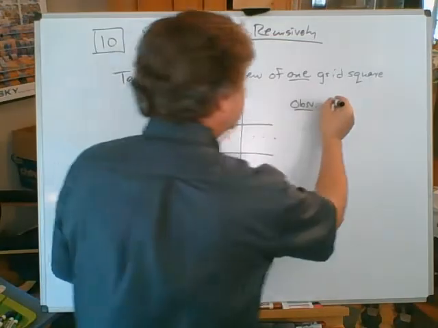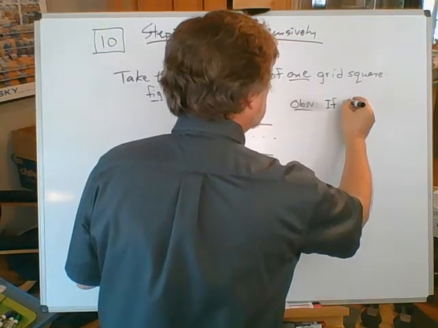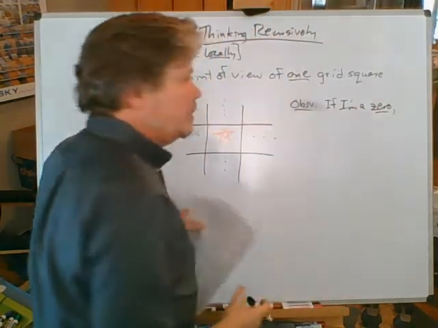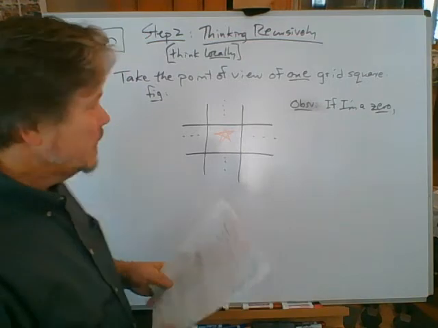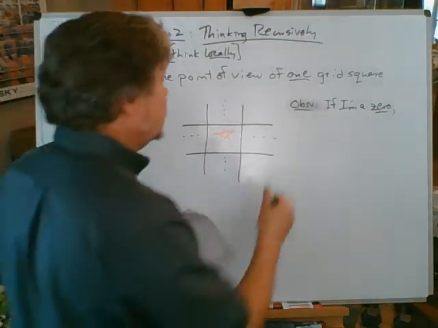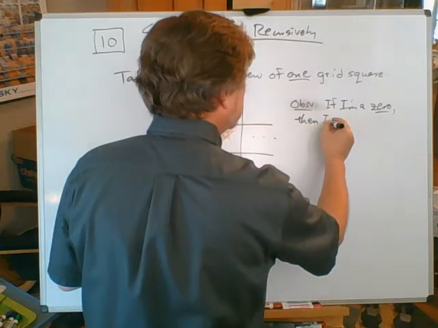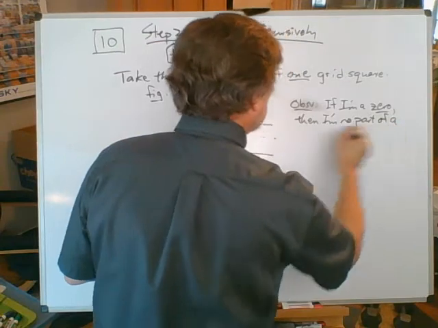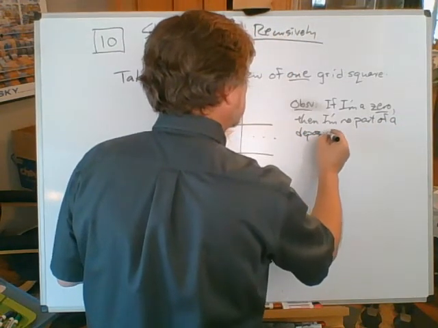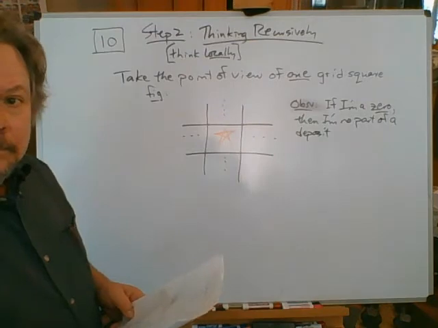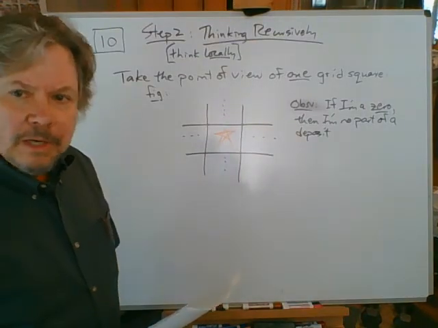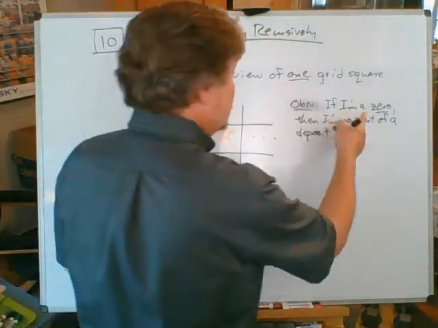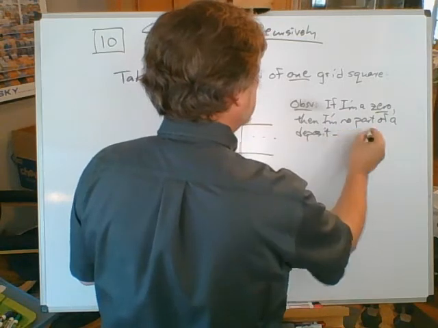If I'm a 0, well, I guess first of all, that means my parents were wrong. I'm not that special after all. If I'm a 0, then I'm no part of a deposit. So I return immediately. It's a waste of time. Don't even bother with me. Don't look, I'm hideous. If I'm a 0, then I'm no part of a deposit. Return immediately.